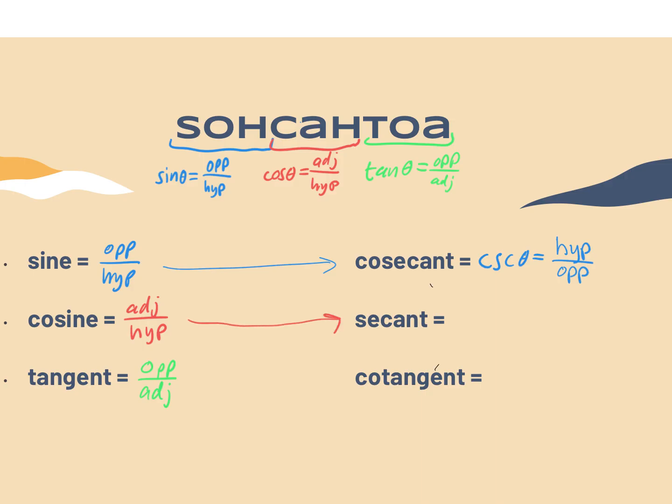secant goes with cosine, right? And this abbreviation is going to be SEC. So secant of theta is going to be the reciprocal of cosine. So this is going to be hypotenuse over adjacent. And then similarly, cotangent is going to go with tangent, and it's going to be the reciprocal of that. So if tangent is opposite over adjacent, then cotangent is going to be adjacent over opposite. All right, cotangent is pretty easy to remember because it goes with tangent.